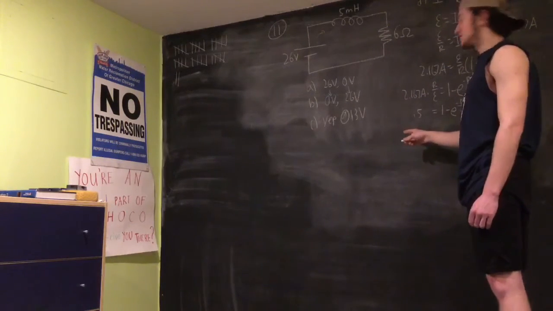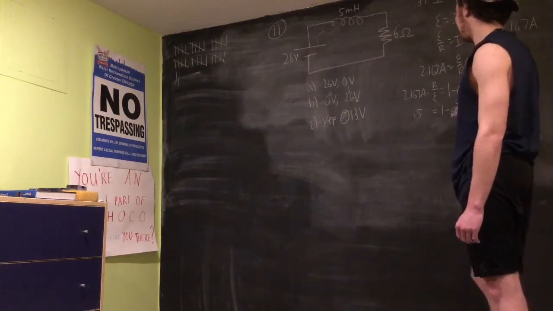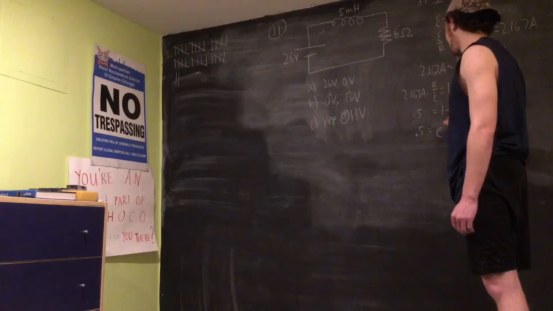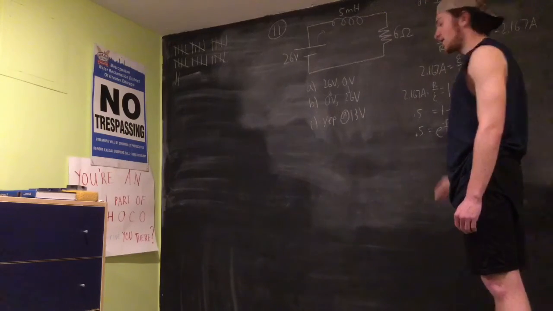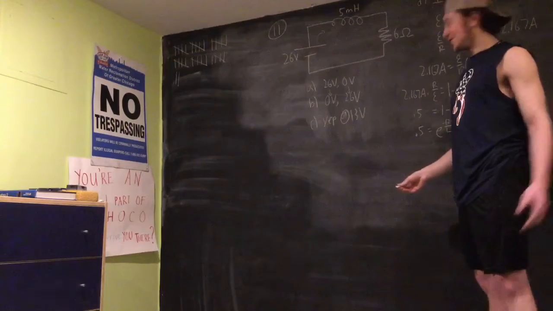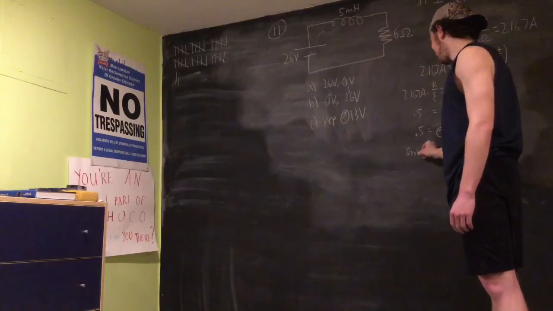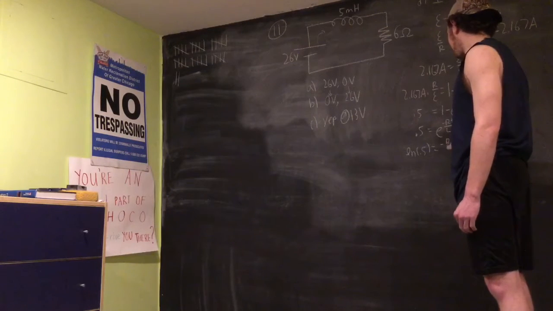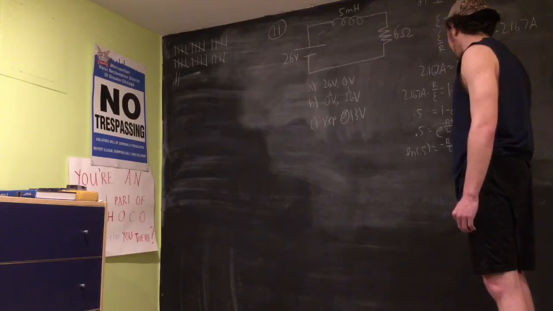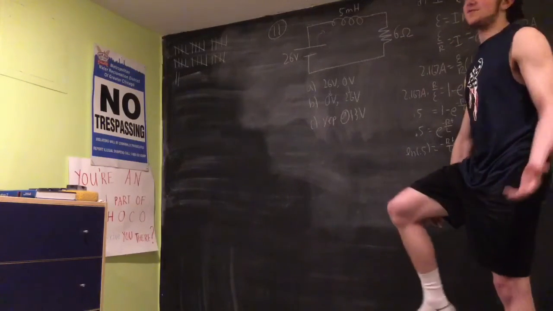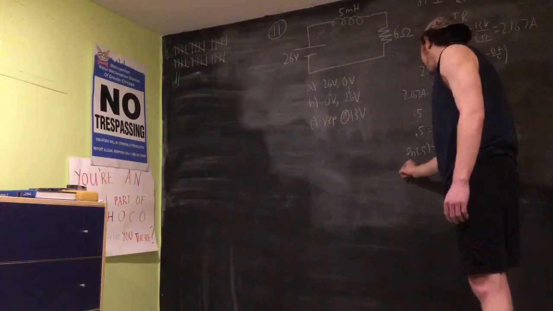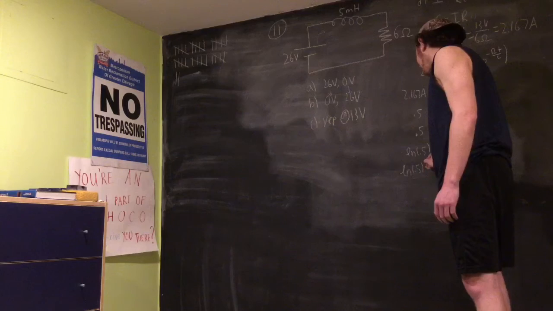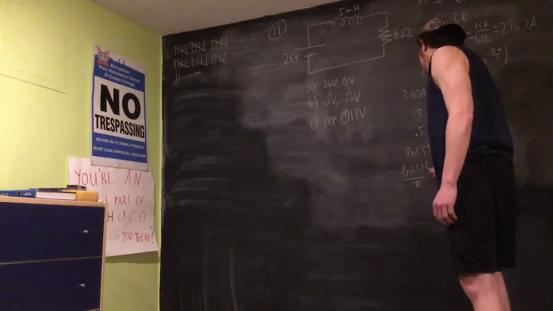Subtract 1 from both sides. I get negative 0.5 is equal to negative e to all that. Multiply both sides by negative 1. Then we have to take the ln of both sides. ln of 0.5 is equal to negative RT over L times ln e. But everyone knows the natural log of e is just 1. So solve for T. We get ln of 0.5 times L over negative R is equal to T.